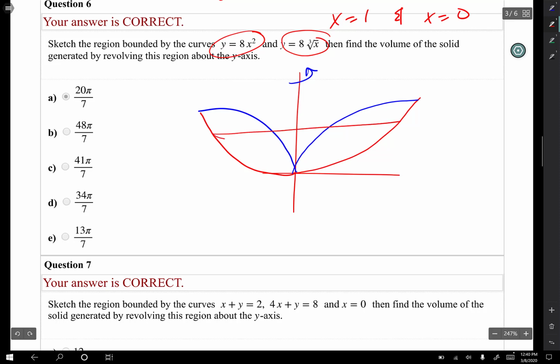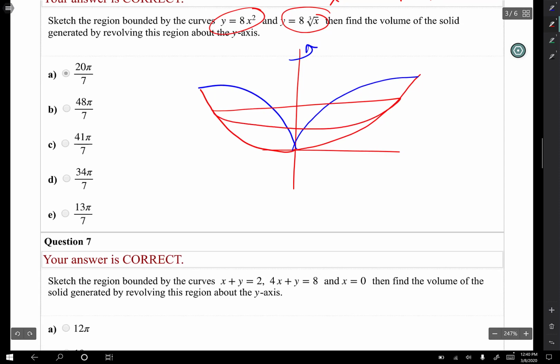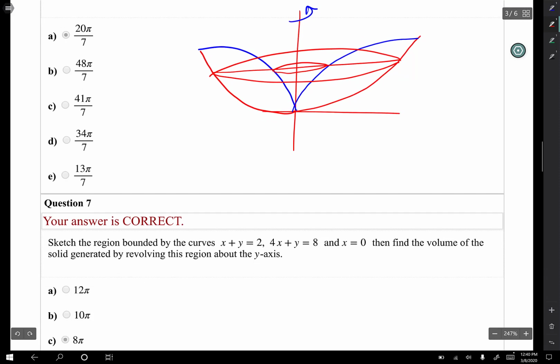And my cross section is that. Oh, what happened there? Something crazy happened. All right, my cross section is that. Oh, it actually looks pretty cool, guys.